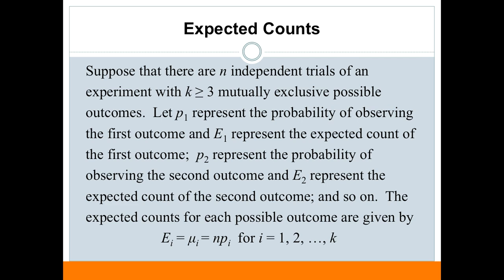P1 is going to represent the probability of observing the first outcome, E1 is going to represent the expected count of the first outcome, P2 is going to represent the probability of the second outcome, and E2 is going to represent the expected count of the second outcome, and so on. In order to calculate these expected counts, all we really have to do is take our sample size and multiply it by its corresponding probability for each of the groups.